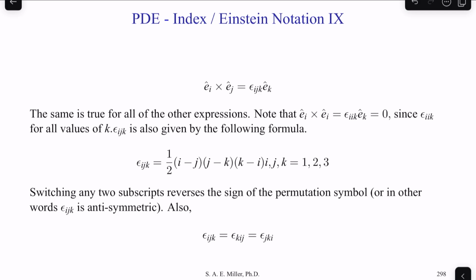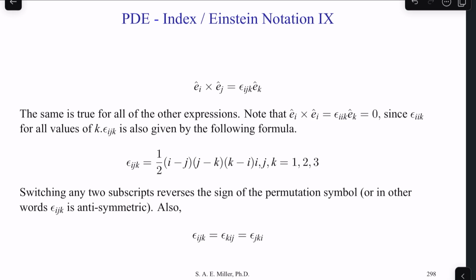Using this, we can write a slightly different formula. Now, if we switch any 2 subscripts, it also reverses the sign of the permutation symbol. So we would say in words that the permutation tensor epsilon i j k is antisymmetric, for example, in these situations, as I described previously. So epsilon i j k would equal epsilon k i j and epsilon j k i.